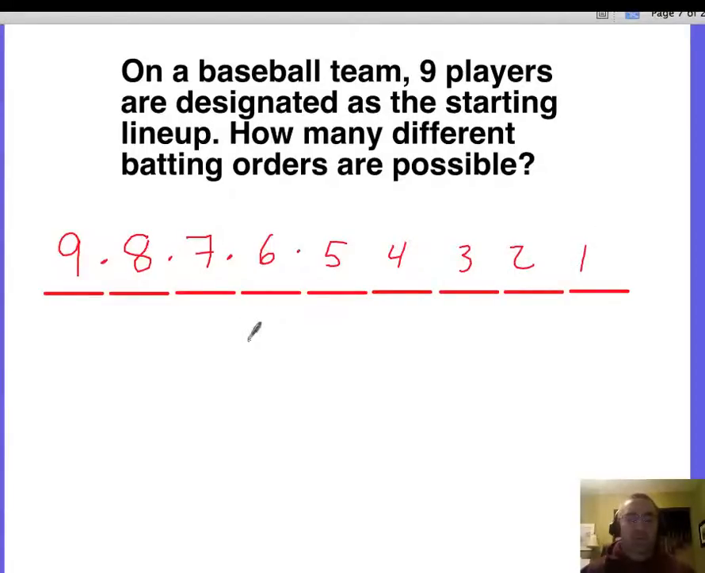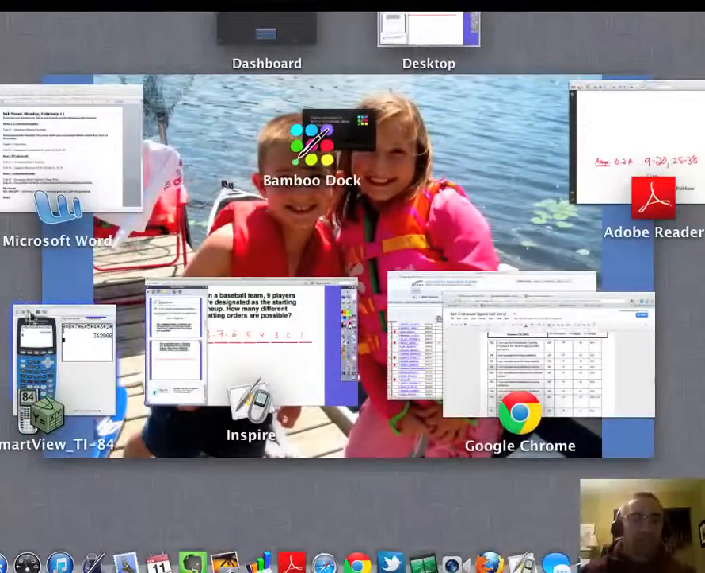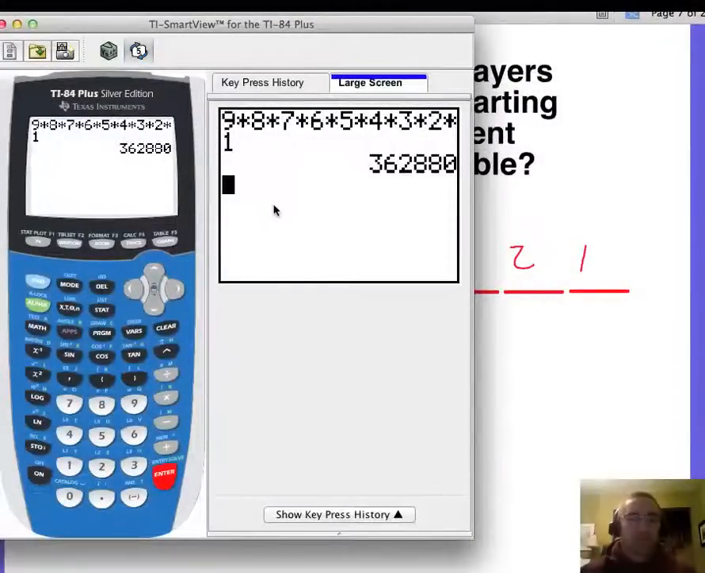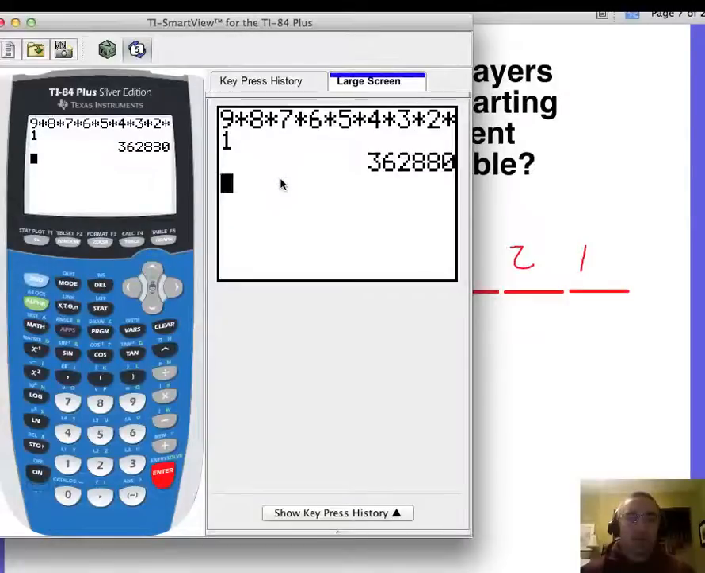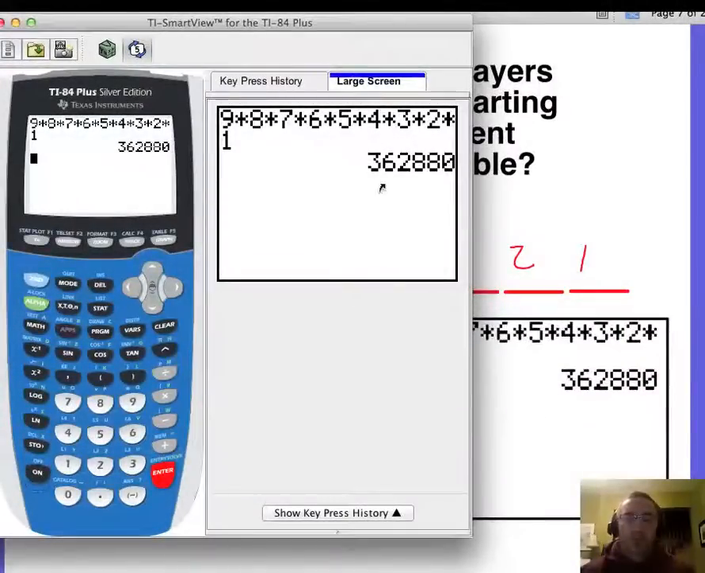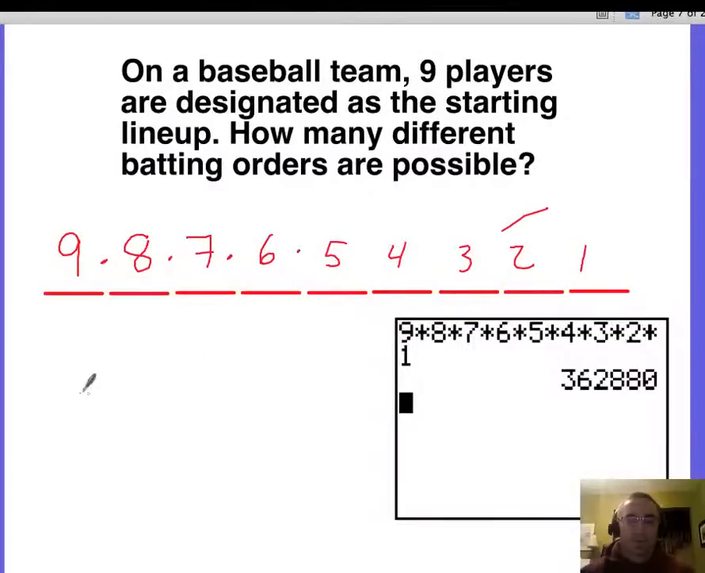all the way down. And if I multiply those numbers together, notice here I already have that done, but we would get 362,880 ways to pick that batting order. Whew, that's a lot of pressure with quite a few number of ways to pick that order.